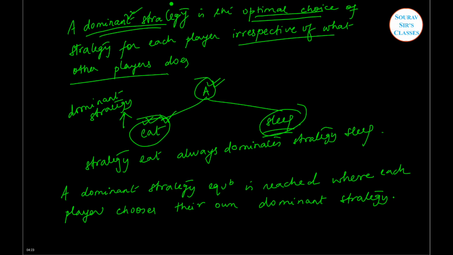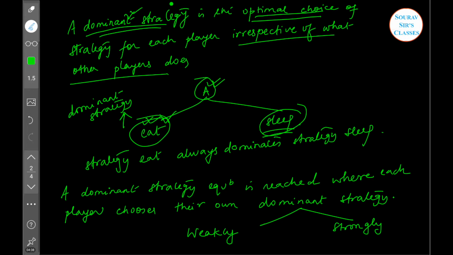Now dominant strategy can be of two types: weakly dominated and strongly dominated strategy. Okay, now let us define Nash equilibrium.